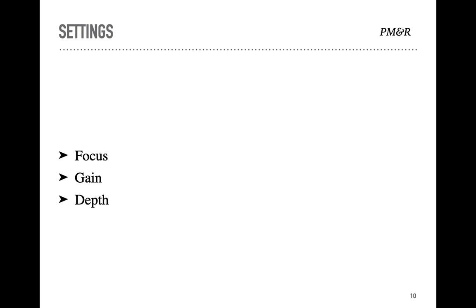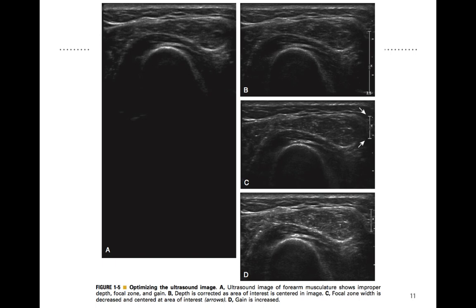These are the minimum settings that we have to know in the ultrasound: focus, gain, and depth. Focus is basically focusing on the exact structure. Gain is increasing or reducing the ultrasound beam. When the ultrasound wave goes into the body, it gets reflected back, so we can increase or reduce the returning signal.